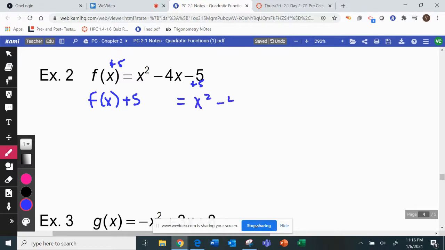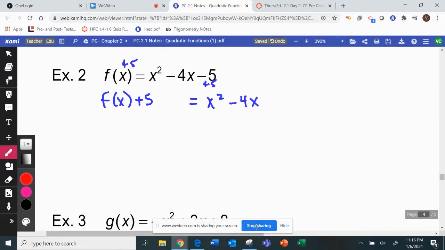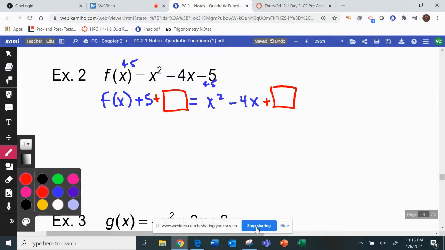x squared minus 4x. Okay, now in that space, I'm going to put a square. I always use a square because we are completing the square, so it helps me remember that that's what goes in that spot. It does not have to be a square. That's just what I do to help me remember.